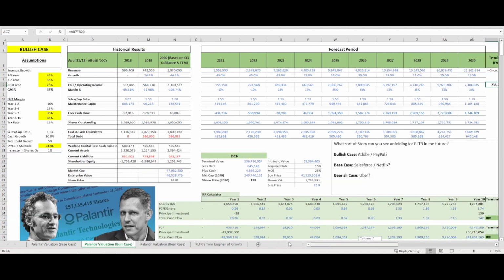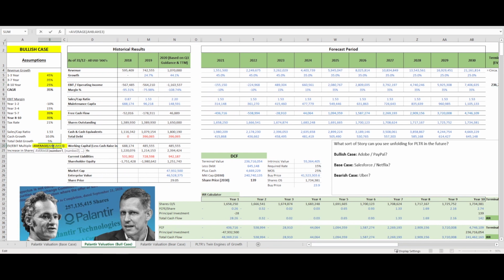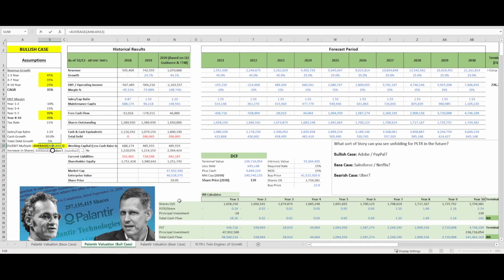We're also applying a slightly higher EV to EBITDA multiple, so we're getting a higher terminal value multiple. We're going with not quite the software industry average of 35 or 36, but we've taken an average of the software market and some relative companies as well, Microsoft, Google, and Adobe. I've taken out Salesforce because it's too high. And we get an average of about 31. All right, so we're working with 31 as our EV to EBIT multiple.